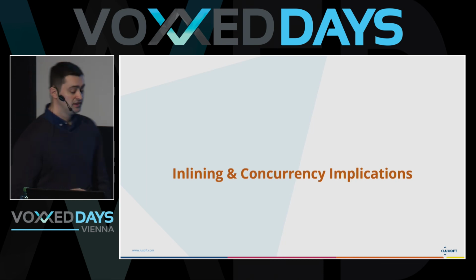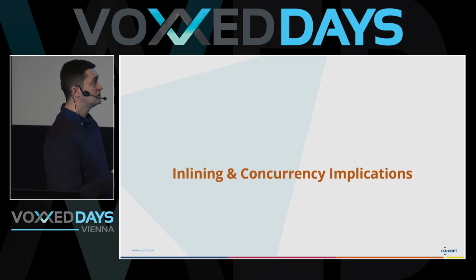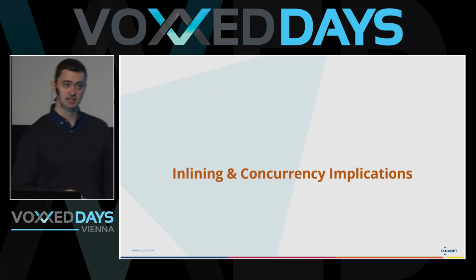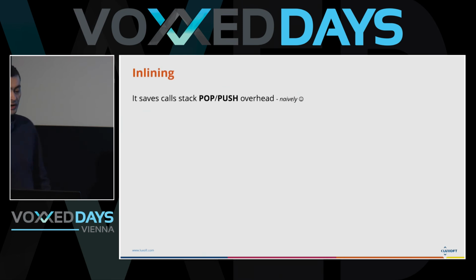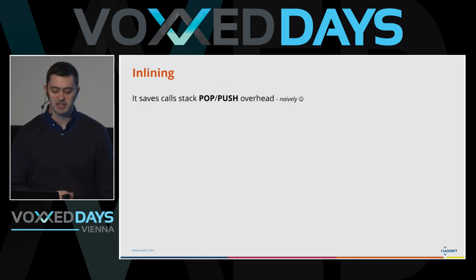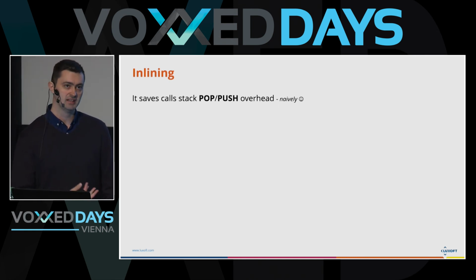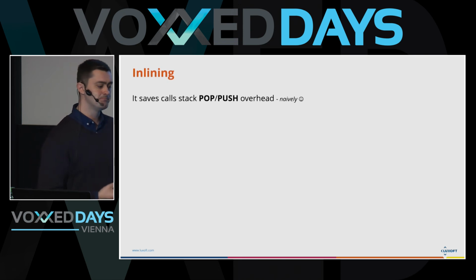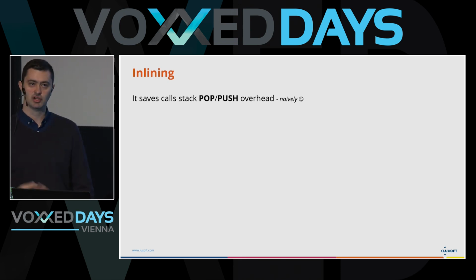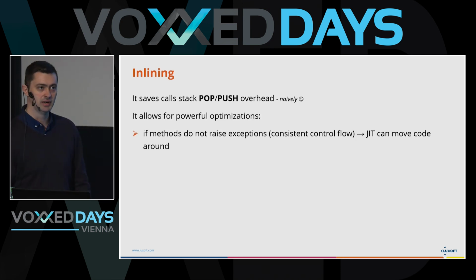Another technique is inlining, and today we are going to study the concurrency implications with regard to inlining. What is inlining good for? The first answer would be that it saves us from the pop and push overhead, but that is, I would say, a very naive explanation. It's not like that. In reality, there are a lot of benefits.